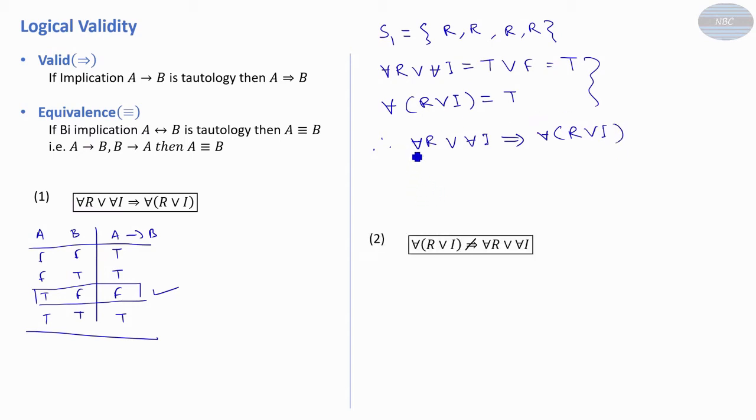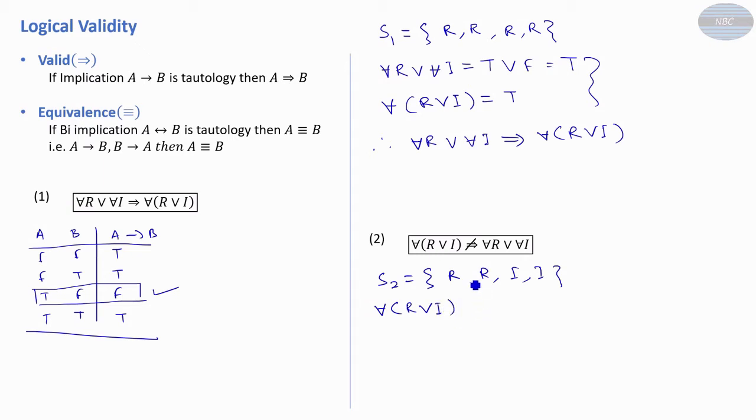Now come to the second one. If you write down this particular statement in the reverse order, then this is not valid. For not valid, one example is sufficient. So let's suppose we take S2 as 2% are rich and 2% are intelligent, suppose. Let's find the truth value for this.